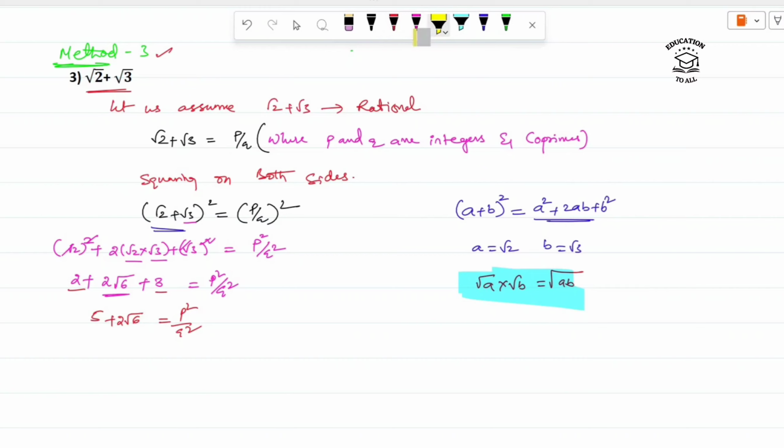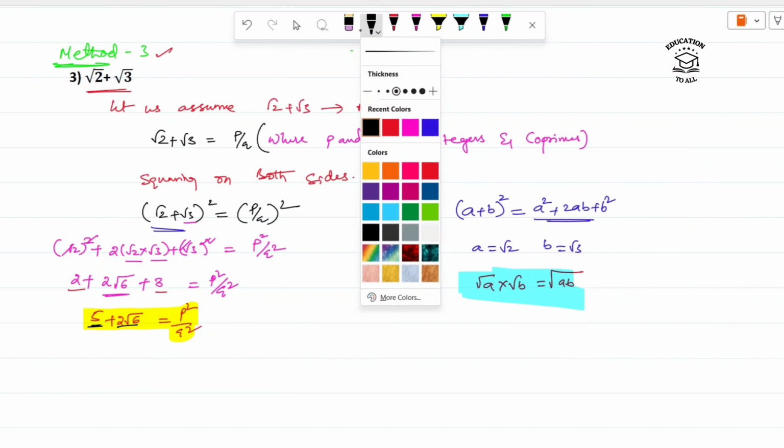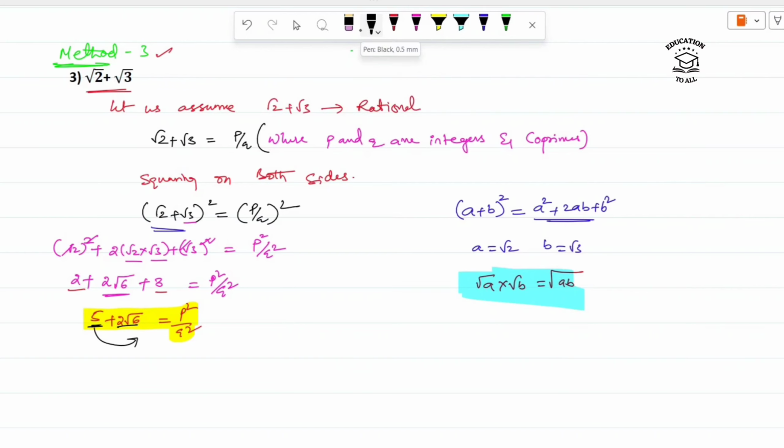If you observe carefully, it comes in a format of what? Method 2. Definitely simple to know. What we do, take the rational number to the opposite side. Then what is pending? 2 root 6 is equal to p square by q square, and this plus 5 goes to the opposite side, it will be minus 5. Then take LCM. What is the LCM? So q square will become the LCM. This q square is cancelled, so p square is multiplied. Here 1 is cancelled in q square times 5 q square.